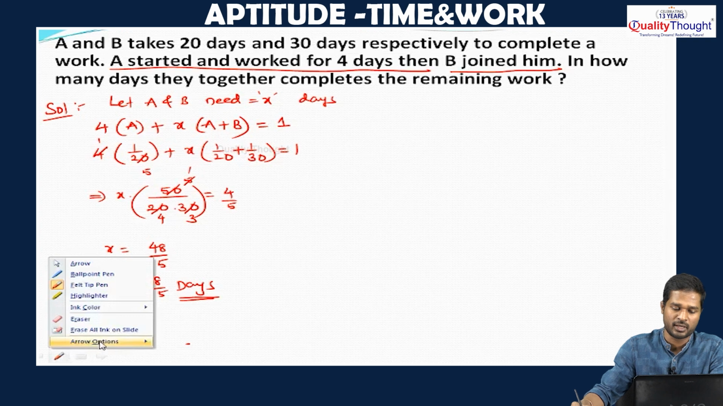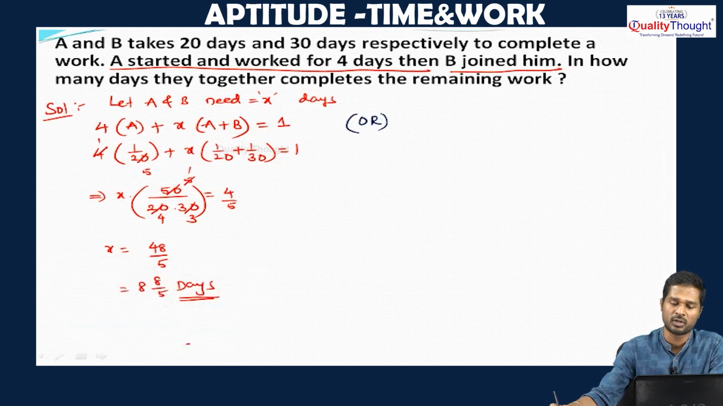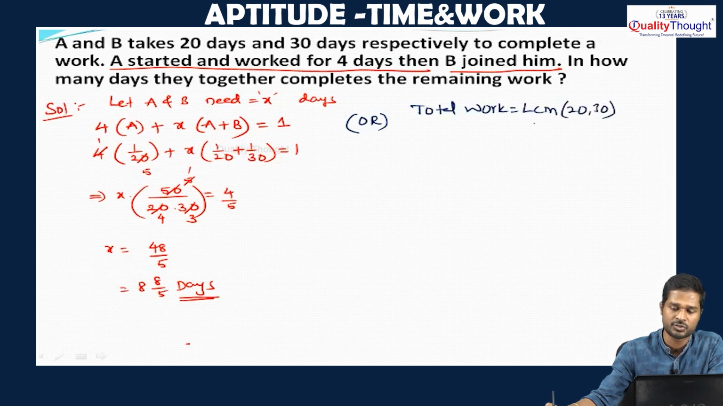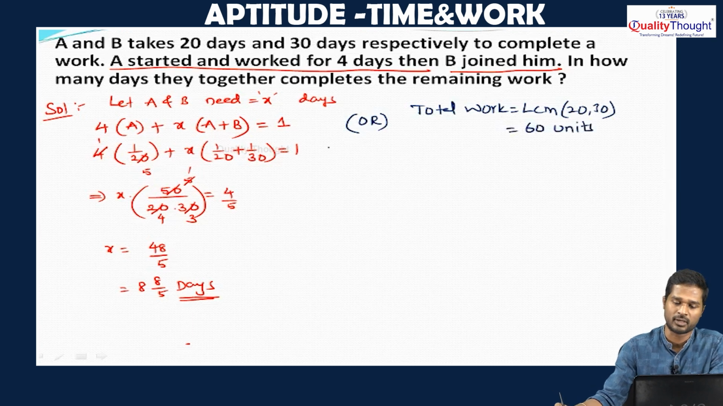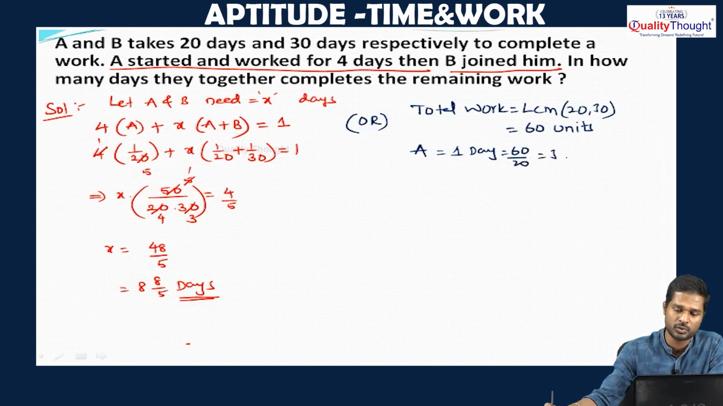Let us see the same question in another method. Now find the total amount of work. Take the LCM of 20 and 30, which is 60 units. So 60 units is the total work. Now A will do the work in 20 days, that means every day A will do 60 by 20, which is 3 units of work. Every day A will do 3 units of work, and he worked for 4 days.